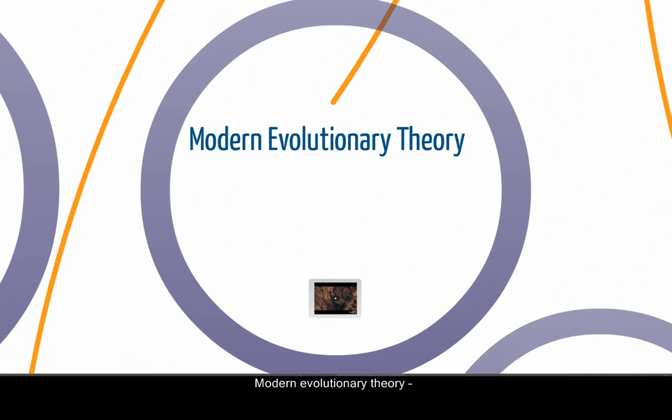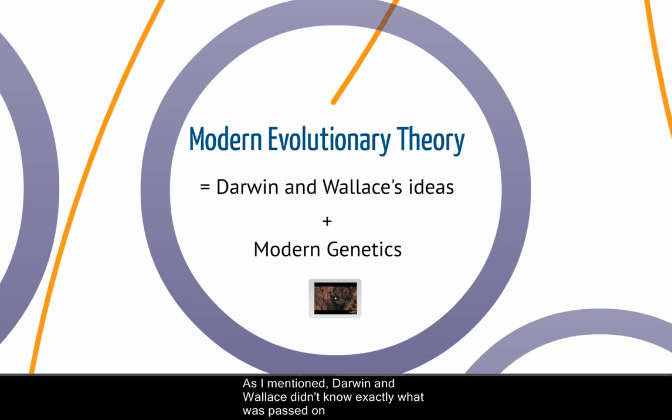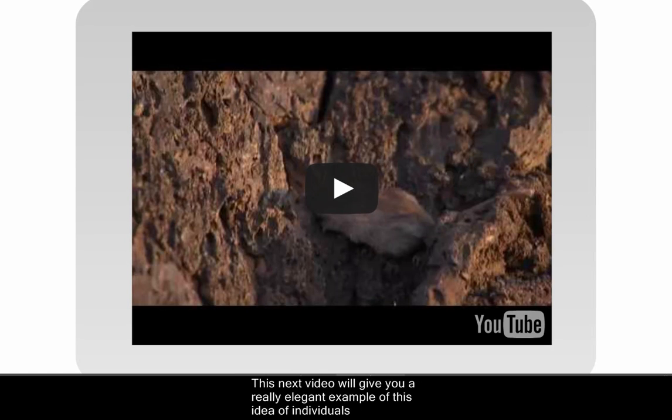So modern evolutionary theory is Darwin and Wallace's ideas plus modern genetics. As I mentioned, Darwin and Wallace didn't know exactly what was passed on and how that worked. So what I'm going to be teaching you in terms of modern evolutionary theory is going to include the genetic component as well as Darwin and Wallace's basic observations. This next video will give you a really elegant example of this idea of individuals adapting and having a perfect fit for their particular environment.